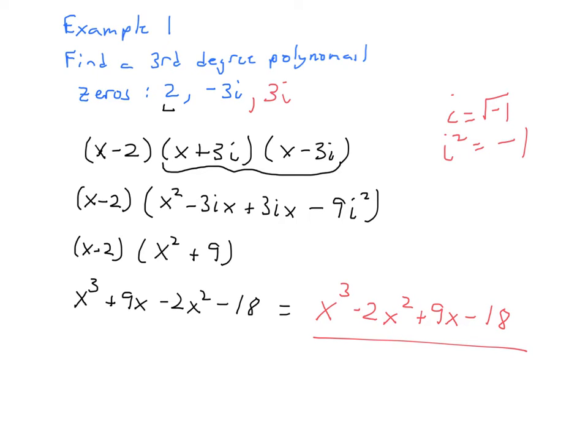So when I square i, i squared is going to equal negative 1. That's why when I simplify this, the 3ix and then minus 3ix cancel out. And since i squared is negative 1, this whole thing becomes x squared plus 9. So now I have x minus 2 times x squared plus 9. When I multiply that out and put it into standard descending order, I get x cubed minus 2x squared plus 9x minus 18.